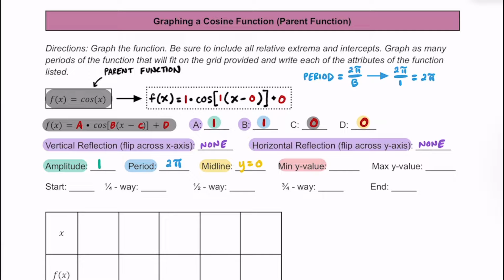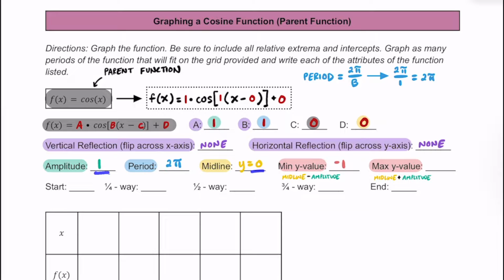Now let's talk about the minimum y value and the maximum y value. To find each of these, we'll always start with the midline value and subtract the amplitude, so 0 is the midline. We're going to go ahead and take away 1, so 0 minus 1 is going to be negative 1. That is the minimum y value for our function. And then for our maximum y value, we're going to take our midline, which is, again, 0.